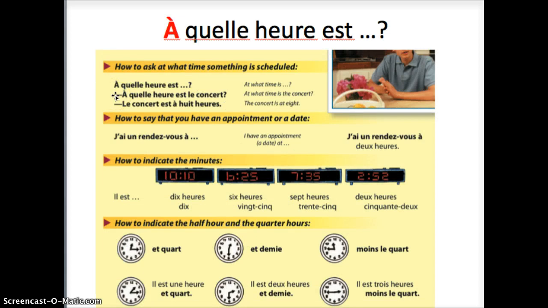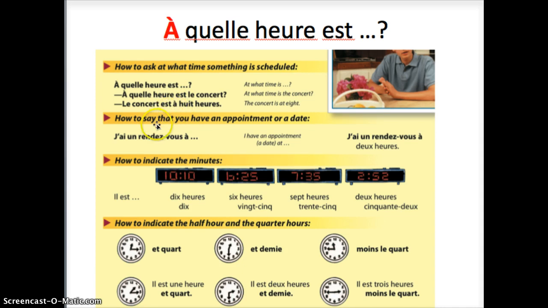Okay. Now, if you want to know at what time is something, you would say à quelle heure. So don't forget this little word here. So when you want to ask at what time something is scheduled, you would have to say à quelle heure est. So for example, à quelle heure est le concert? Le concert est à 8 heures. And in your answer, you need to reuse this little word here, à.